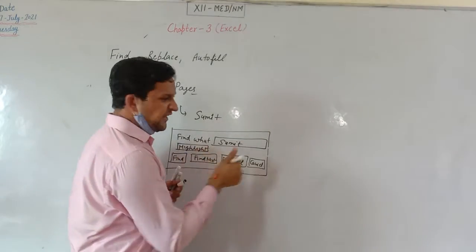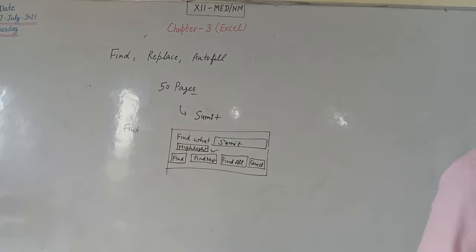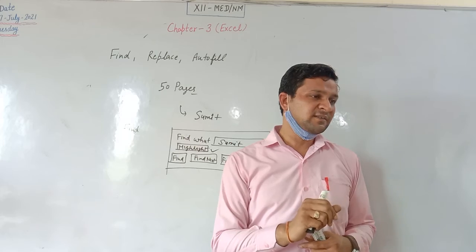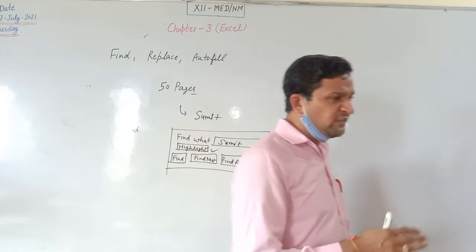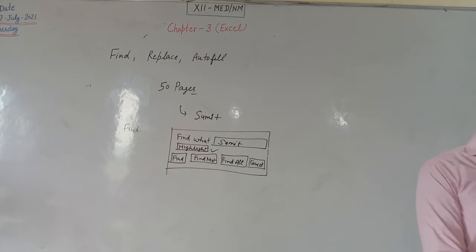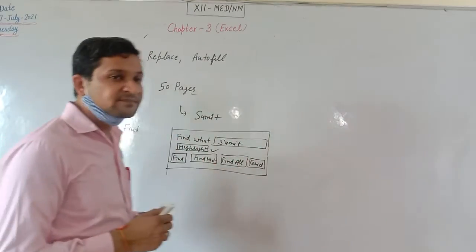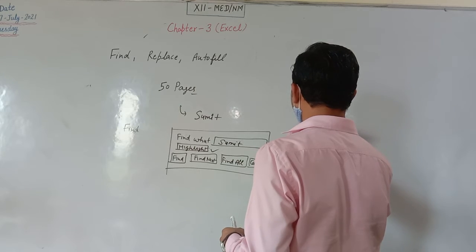And what is highlight? It will find all the records at a single time, and afterward it will highlight the specific word with yellow color. It will be individually visible, separately visible, by highlighting the particular word. That is the find option. The name Sumit will be highlighted. Next is replace.